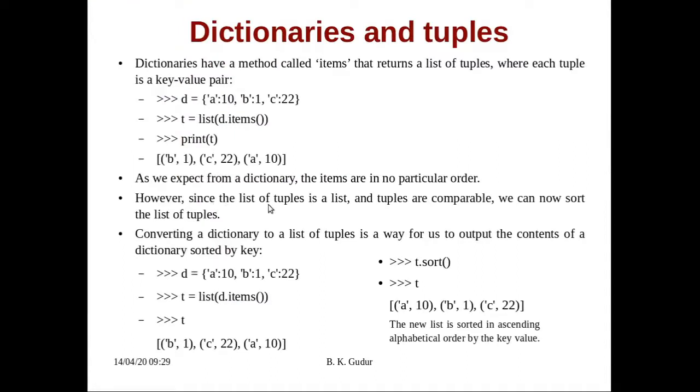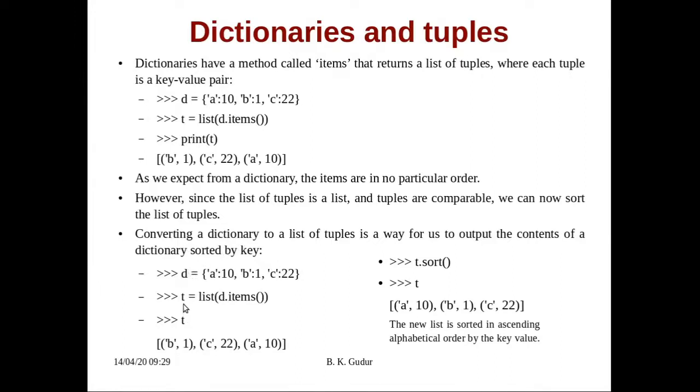However, since the list of tuples is a list and the tuples are comparable, we can now sort the list of tuples. It is not in order, but that can be sorted. Converting a dictionary to a list of tuples is a way for us to output the contents of a dictionary sorted by key. So using tuples, because tuples can be easily compared, we can sort it very easily like this. This is a dictionary.